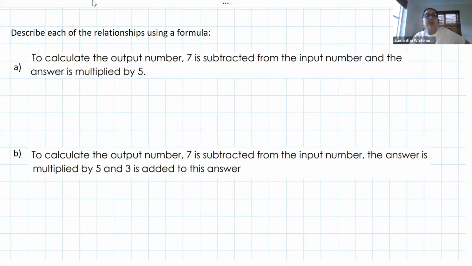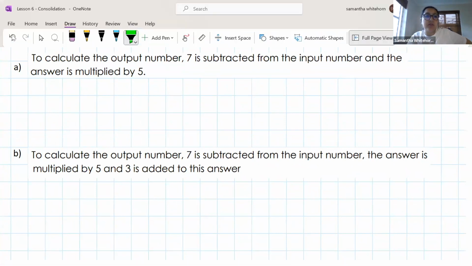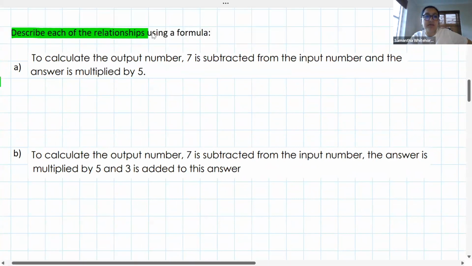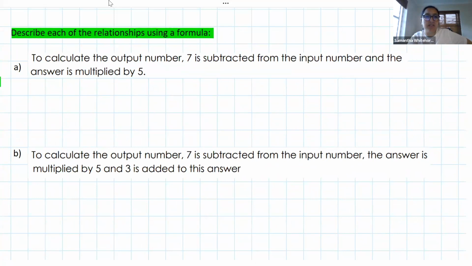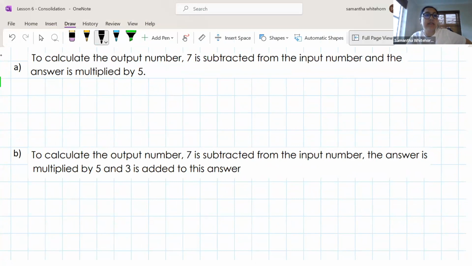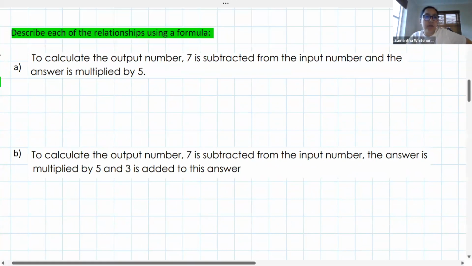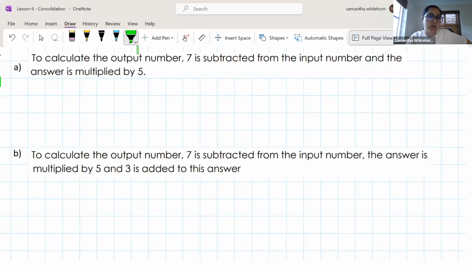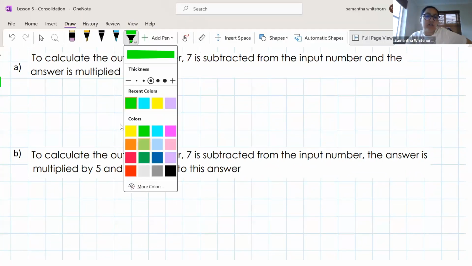We want to describe each of the relationships that I've given you here using a formula. Now, we've done this quite a significant amount. I want to say like last week, Wednesday, we were already doing this. So we know how to do this. What's really important is that we read these questions or the information with understanding. If we don't, we're not going to know what's going on. So let's read this over here carefully.